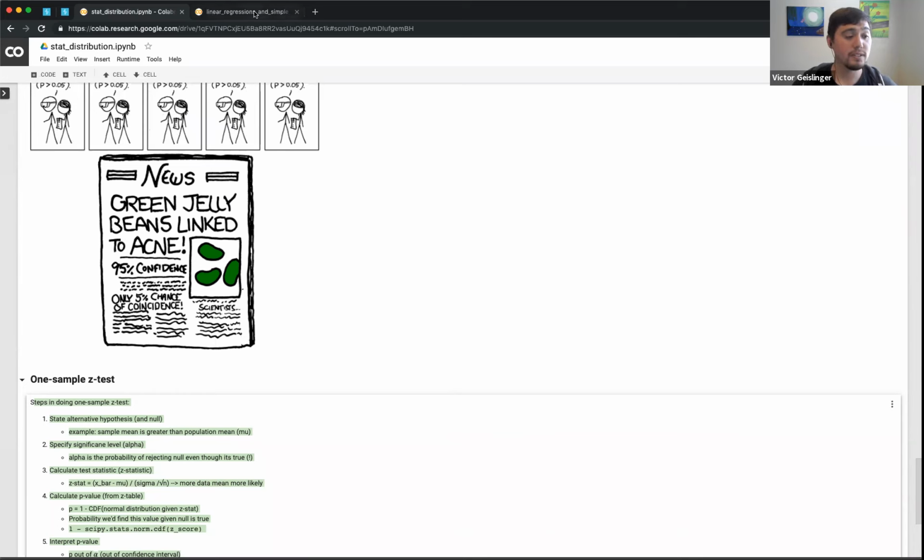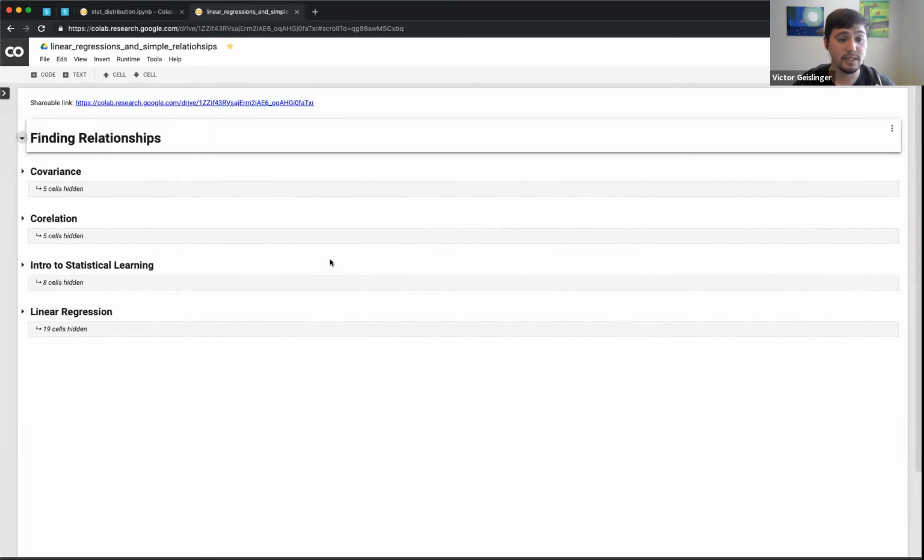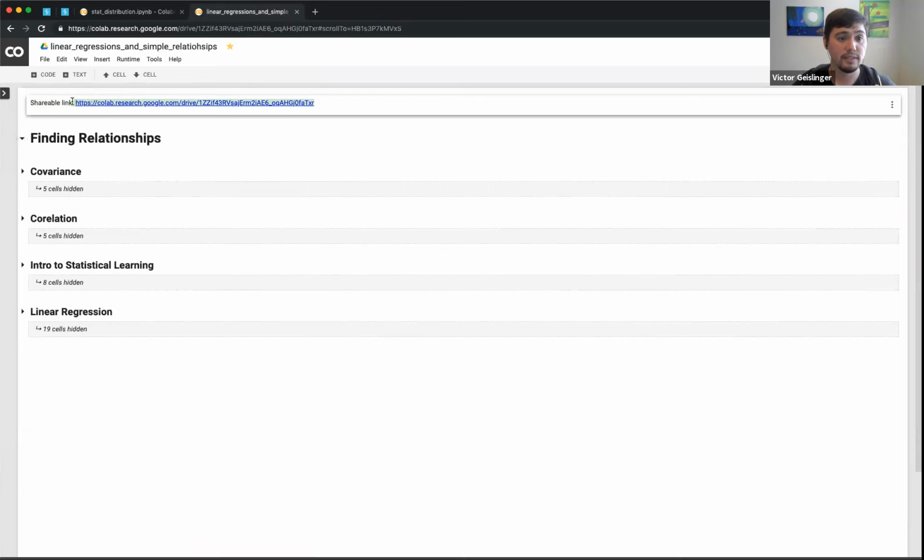All right, so this leads us into section 10, linear regression and finding relationships, okay? I'll send out this Colab to the chat. And this is our introduction to using modeling to make predictions.